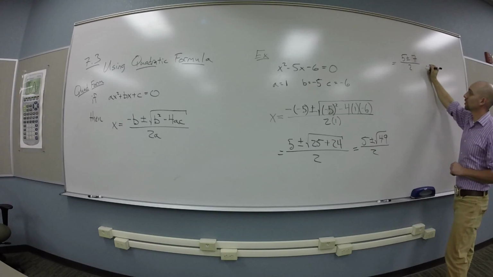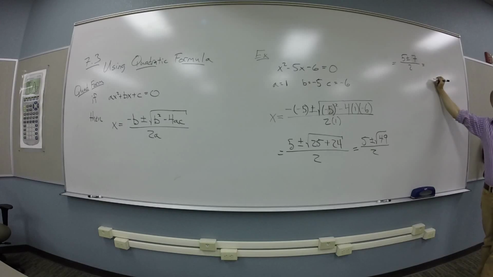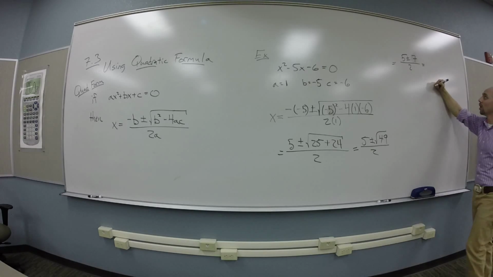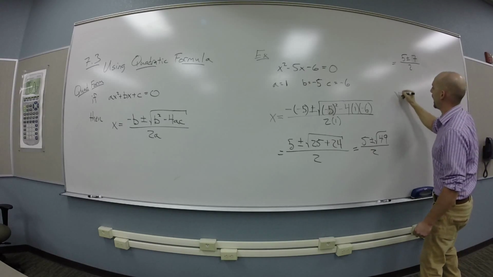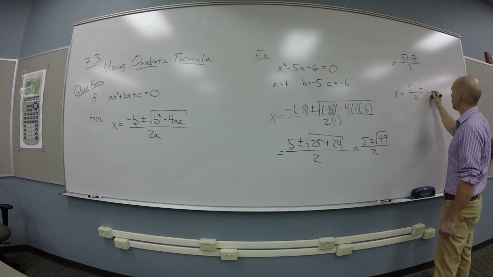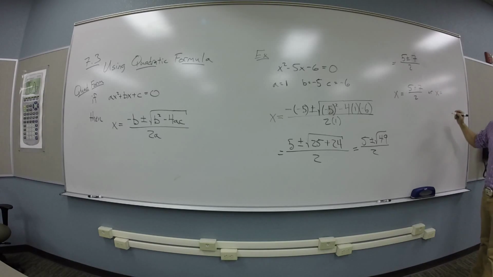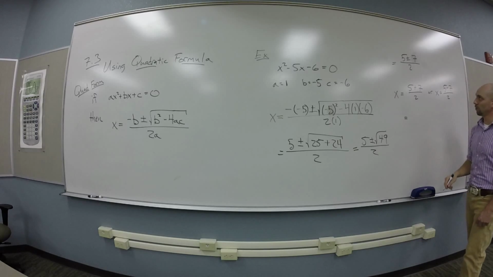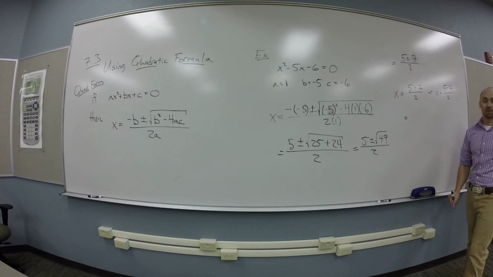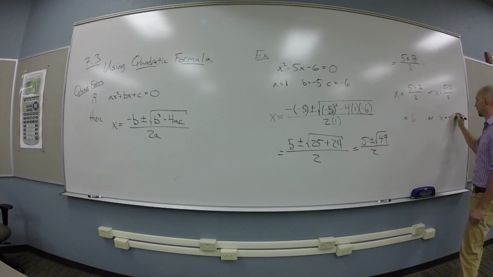So would you get 2 different answers? Yes, there are 2 different answers. x is 5 plus 7 over 2, or x is 5 minus 7 over 2. So this one gets you 6, or x is -1.